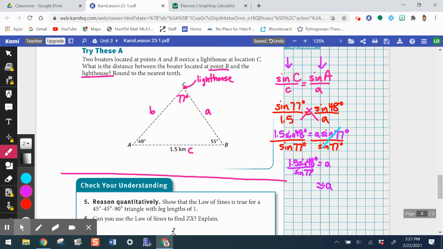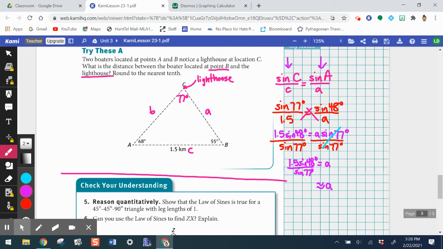That's what capital C is in our problem, over lowercase c, which is 1.5 kilometers. Then replace capital A with the measure of angle A, which is 48 degrees, over the side measure we're looking for, which is lowercase a. Now, I do my cross products just a little bit different.